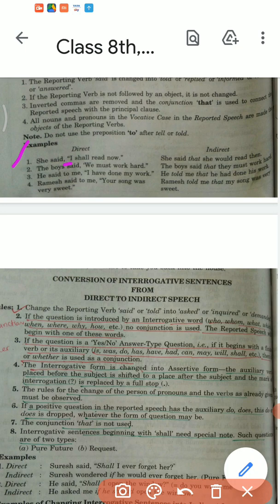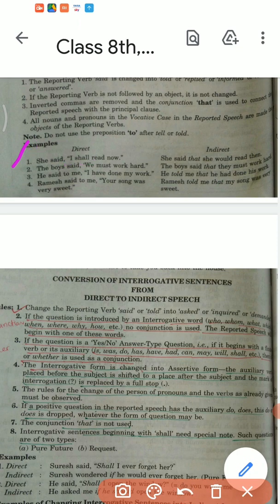She said that. And here, I, which is the subject of the reported speech, given in the first person, will change according to the subject of the reporting verb and it will become she. She said that she. Now shall, according to the condition, will change into would, and now will change into then. So the sentence in indirect form will become, she said that she would read then.